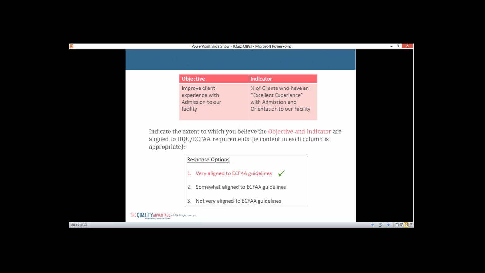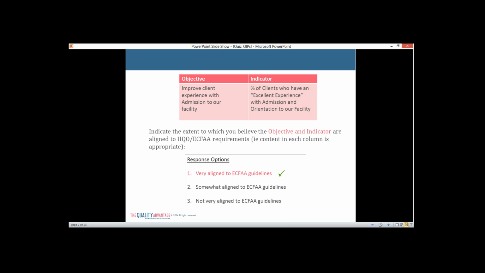If you selected very aligned, you were correct. Let's take a look at why. If we look under the objective column, the intent there is that there be a statement that is relevant to the indicator in the next column and that provides some direction, either increase or improve, decrease or reduce. So it's a directional statement. And indeed, this objective does include that direction. It's improved client experience with admission to our facility.